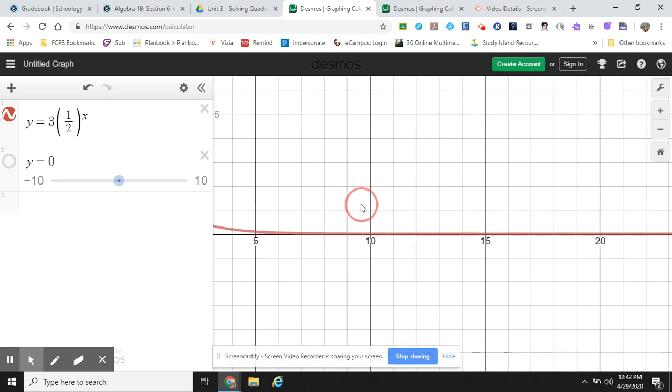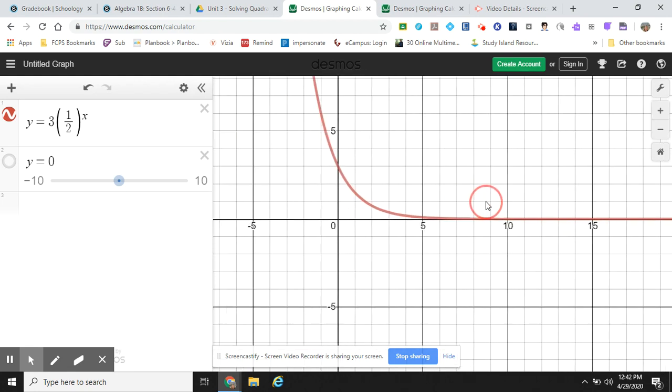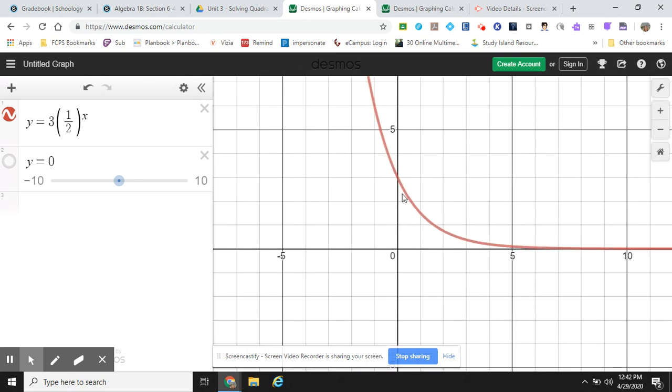You're going to kind of know where the line is that it doesn't cross because it'll look like it's horizontal. It'll look like it touches it, but you'll kind of know that it never crosses that line. So the range is 0 to infinity. This is exponential decay. What is the y-intercept of this graph?